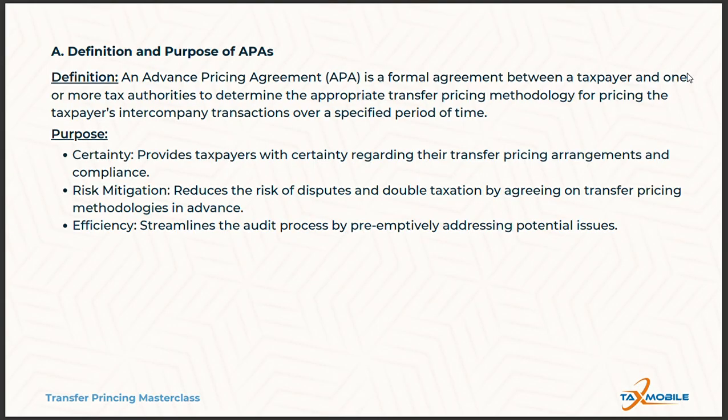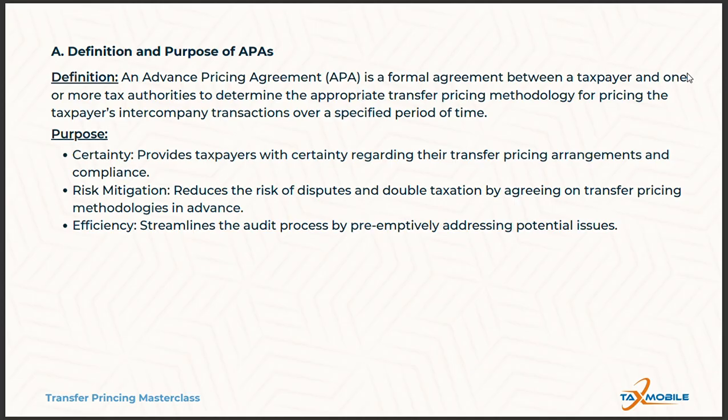Now, let's start with the definition of Advanced Pricing Agreement. An Advanced Pricing Agreement, APA, is a formal arrangement between a taxpayer and one or more tax authorities that determines in advance the appropriate transfer pricing methodology for related party transactions over a specific period of time. Now, the OECD transfer pricing guidelines define advanced pricing agreements as agreements that establish the transfer pricing methods, comparables, adjustments, and critical assumptions necessary to determine the arm's length price of controlled transactions.